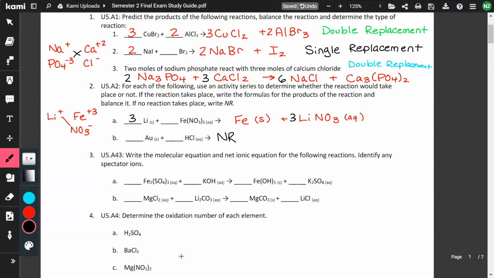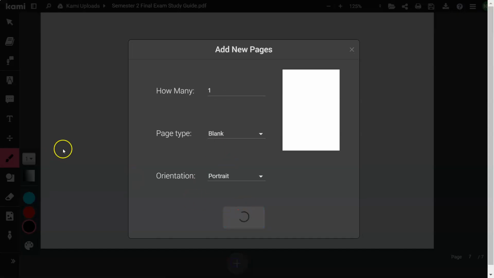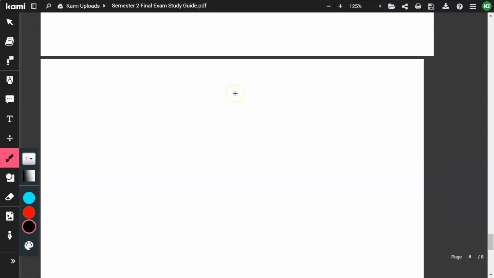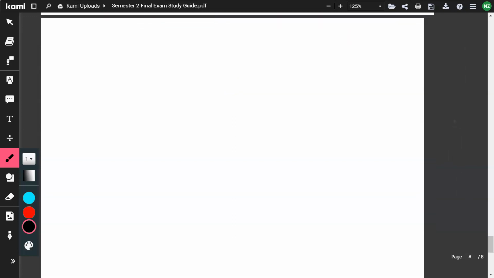All right, Number 3 says, write the molecular equation and the net ionic equation for the following reactions. Identify any spectator ions. Okay, we're going to need a little bit more room for this, so I am going to make a new page here. These can get a little messy, so I want to make sure that we have enough room so that you can see what's going on. All right, so let me go ahead and rewrite our equation.